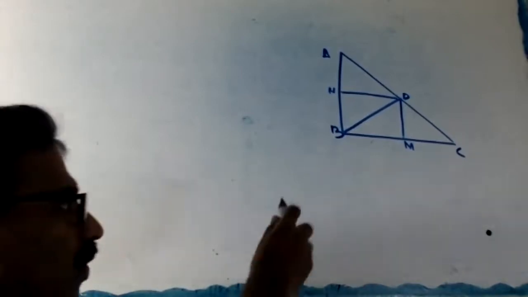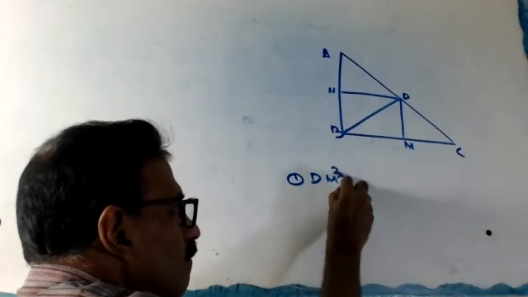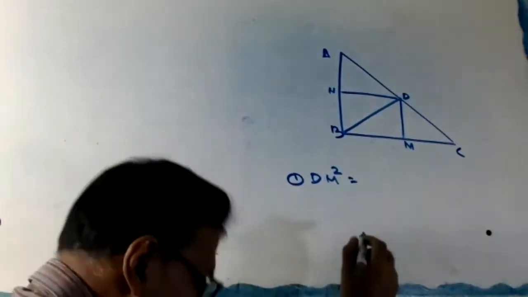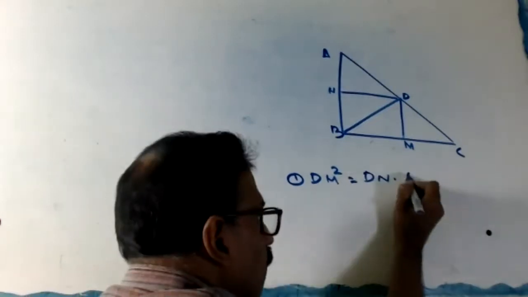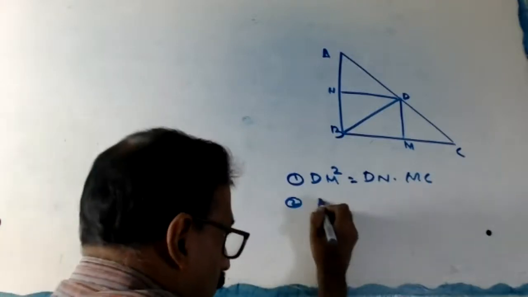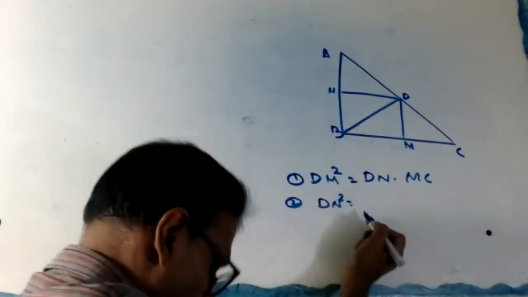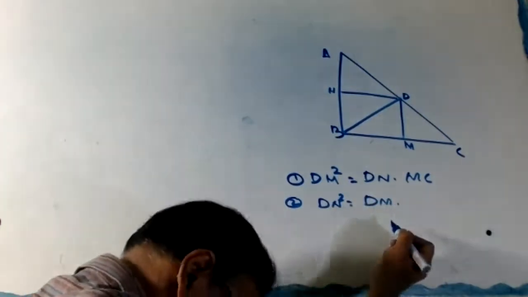Prove that one, DM square equal to DN into MC. Two, DN square equal to DM into AN.